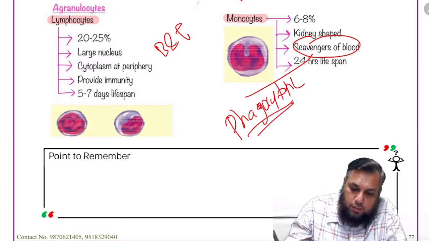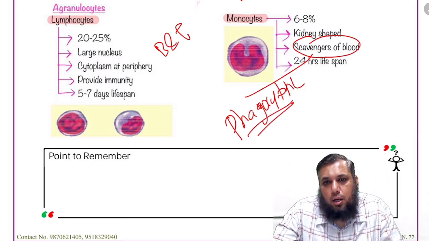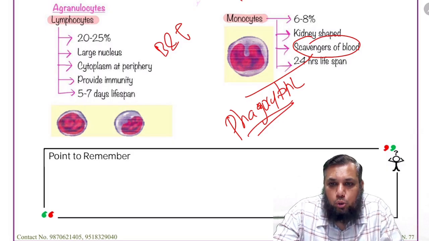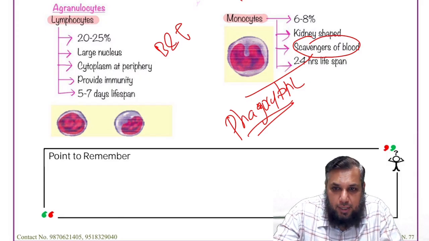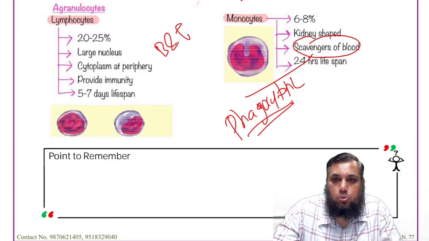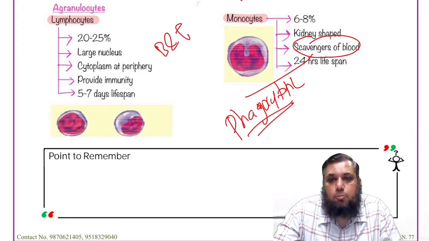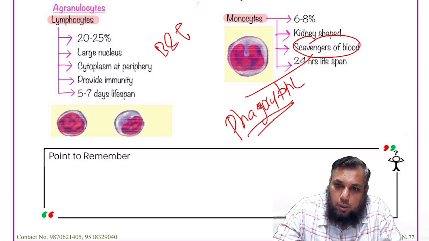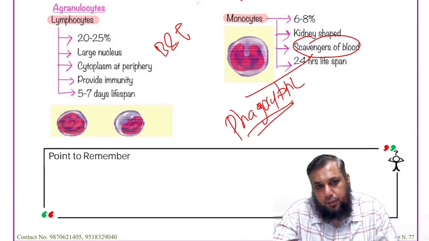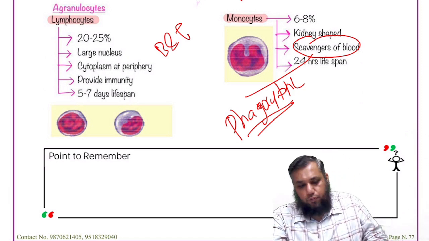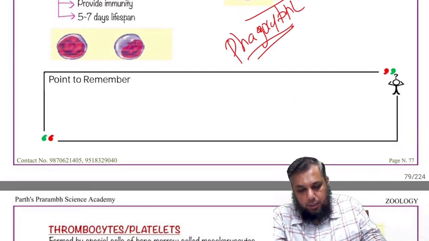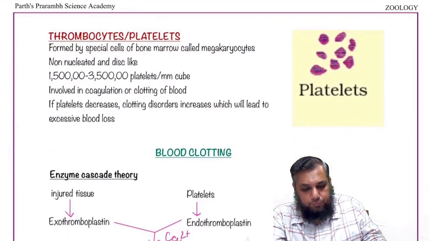Why do we call them scavengers? Because our medical books say that they help to remove cellular debris when the cells are dead. When the pathogen has been killed by the antibody, at that time there is a debris called antigen antibody debris that is also being removed by the monocytes. So I call them the municipality of the body's blood, which does the cleaning work by doing phagocytosis. So we call them the scavengers of the blood.